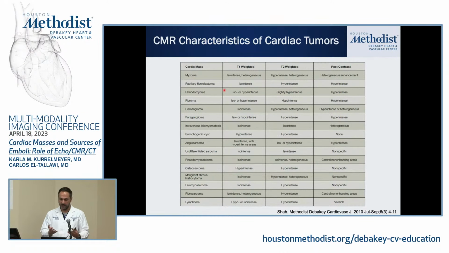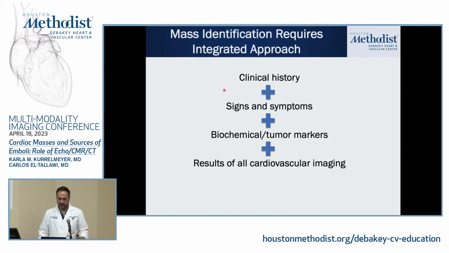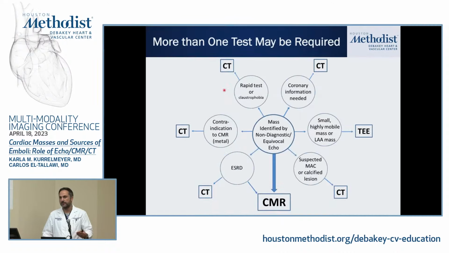Location is obviously very important, and the shape and morphology, as we said. So in summary, clinical history, signs and symptoms, biochemical and tumor markers, and the results of all cardiovascular imaging are put together in order to figure out what the mass is. And sometimes you can't, and you need a biopsy or excision. So this is an outline of what we need besides figuring out the mass, and what kind of modality to choose.